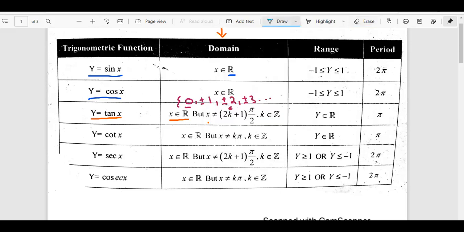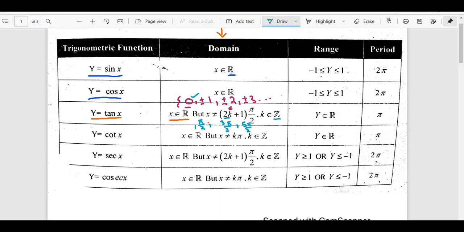Since k belongs to integers, the first value of integer, let's say it's zero, so 2k would become zero, so it would be pi by 2. Next, I'll plug in 1. When I plug in 1, I will get 3 pi by 2. Next, let's plug in 2. When I plug in 2, I would get 5 pi by 2.